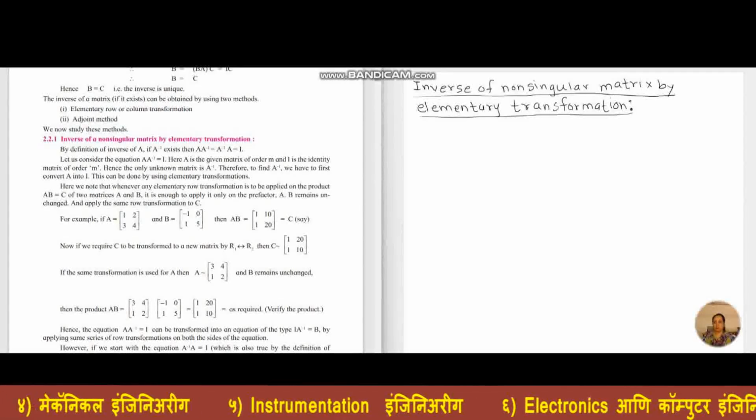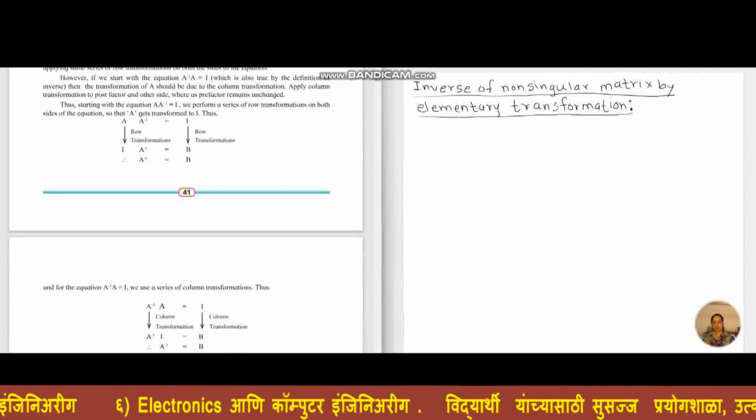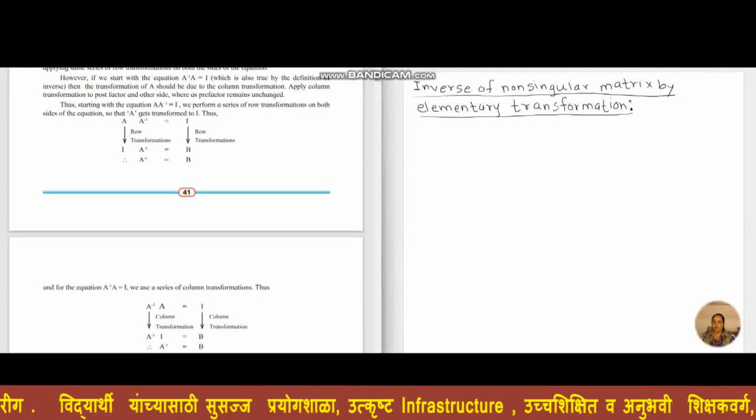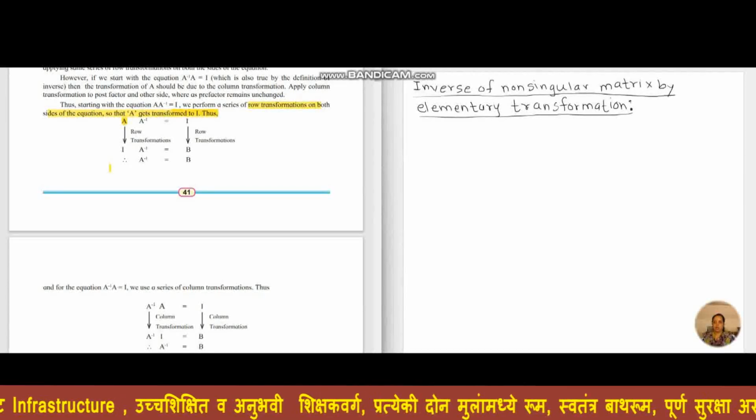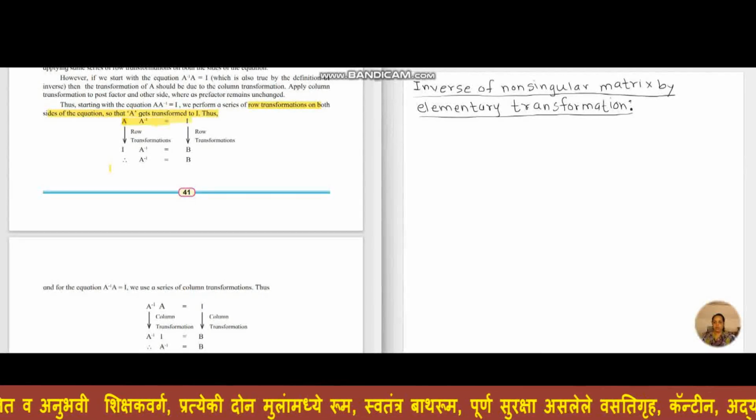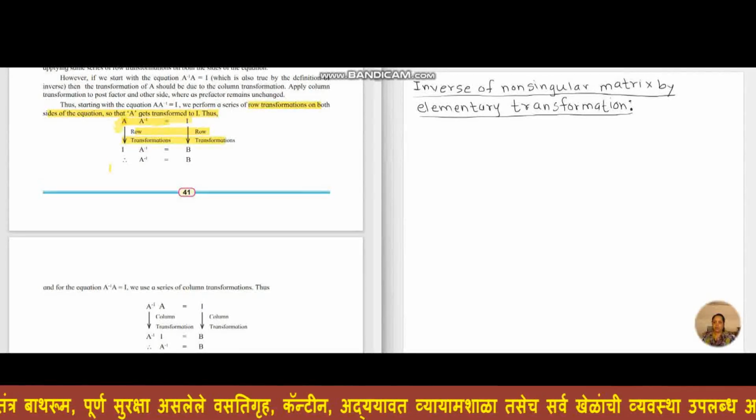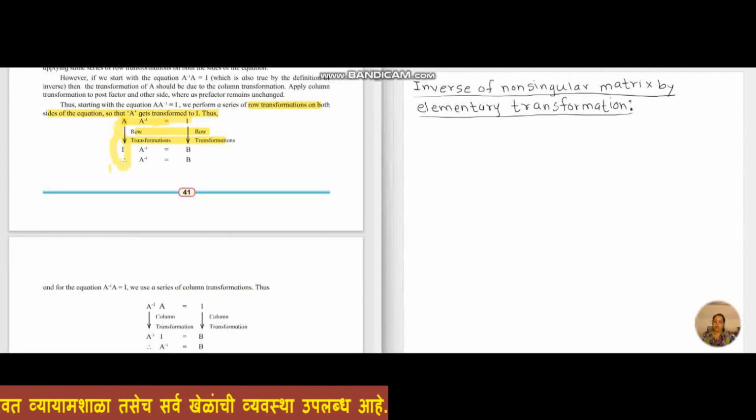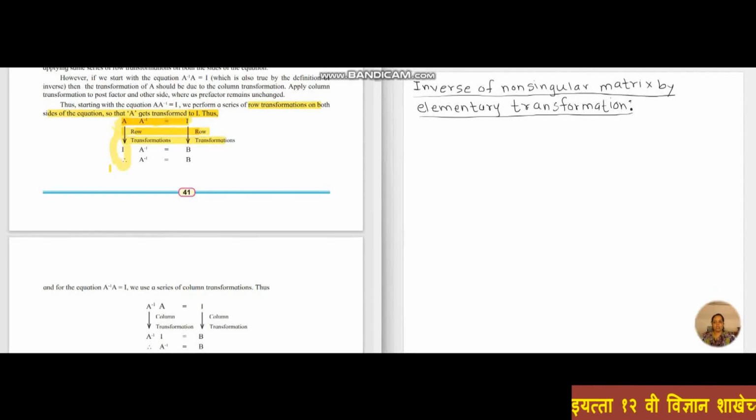Calculate inverse of a non-singular matrix by elementary transformation. Either we apply row transformations or column transformations. If we are applying row transformations on both sides of the equation, then use the equation A into A inverse is equal to I. Then apply row transformations to convert A to the identity matrix, and apply the same row transformations to the identity matrix I on the right hand side also.